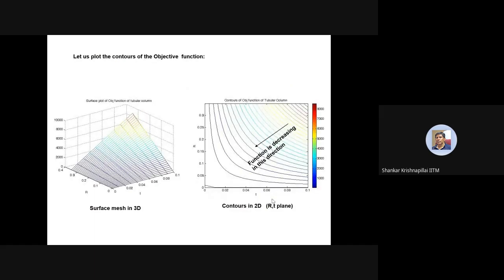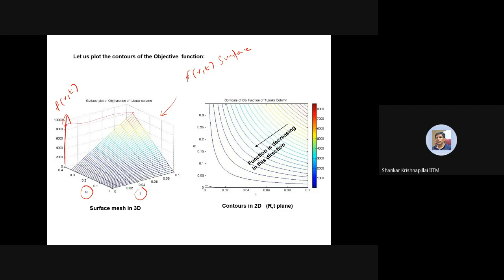Next, let us plot the contours of the objective function. What is the objective function? It is something into r into t, f of rt. It looks like a surface: r is here, t is here, and this is f of rt, the objective function. Straight away you can see that the maximum weight is around here.